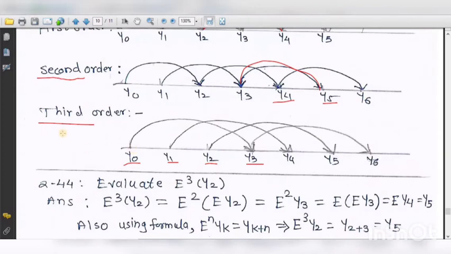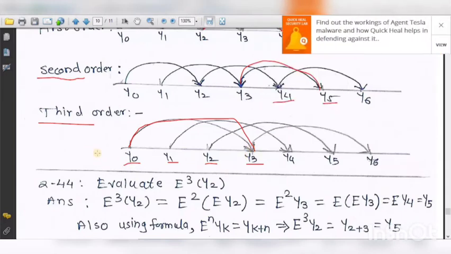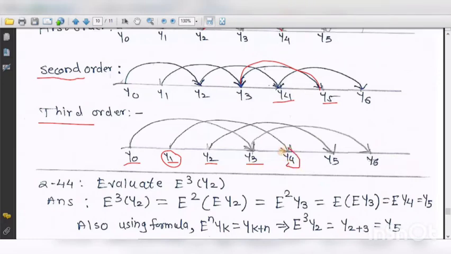So if we apply E cubed, that is third order, then it is shifted directly to the third value here. Yes, this is y3. So here we will shift it in y3. If we consider y1, y2 is the first value after y1, then y3 is the second value after y1, and y4 is the third value. So y1 will be shifted to y4. So this is the geometrical representation of the shift operator here.